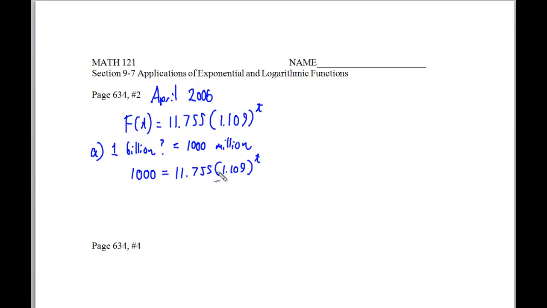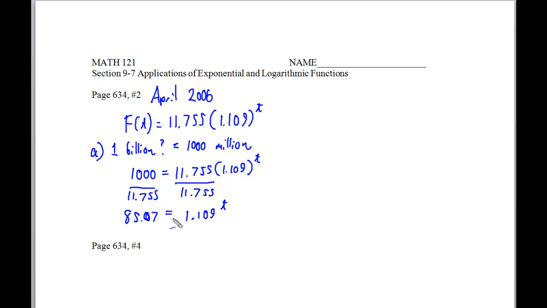Now to do this, what I would do is try to get everything to one side, so I'm going to divide both sides by 11.755. This gets the base of my exponent more alone, so this is 1.109 raised to the t, and 1,000 divided by 11.755 rounds to 85.07, or 85 and 7 hundredths.